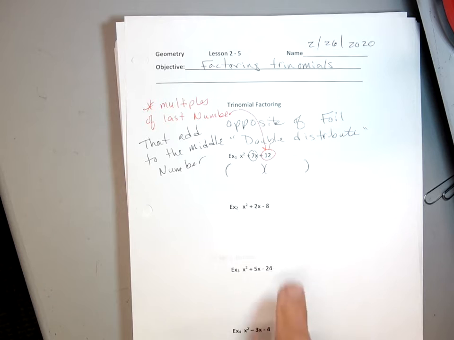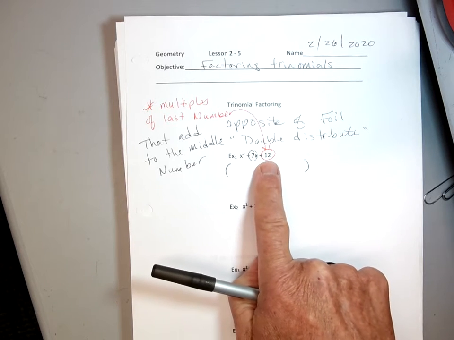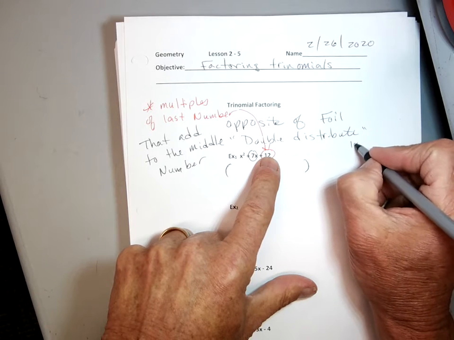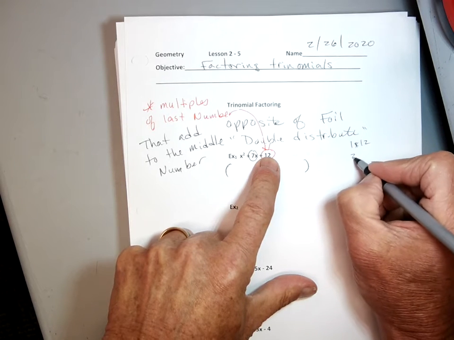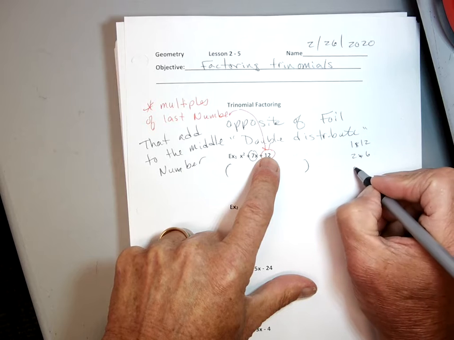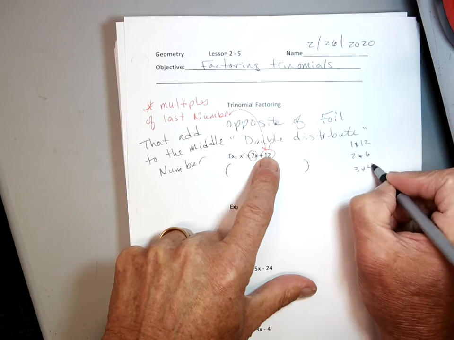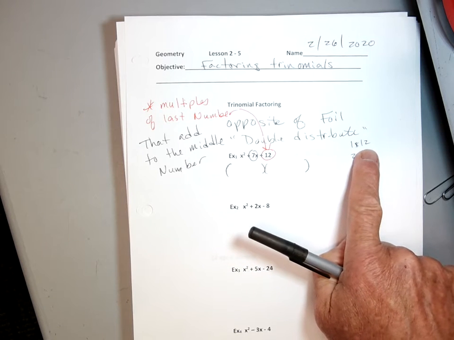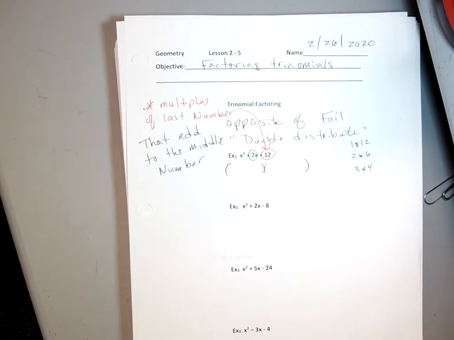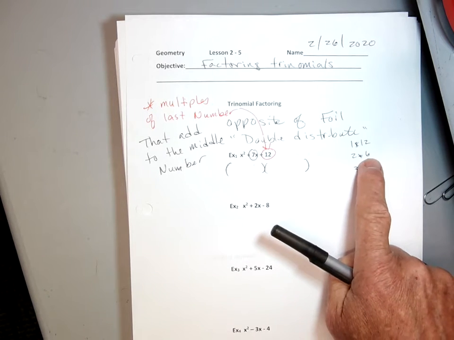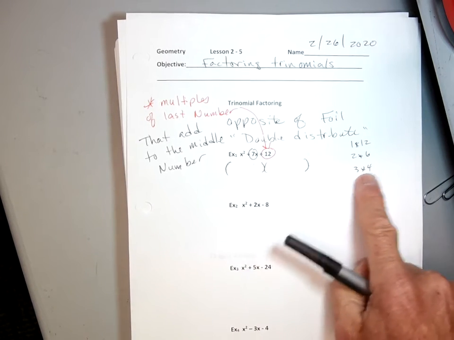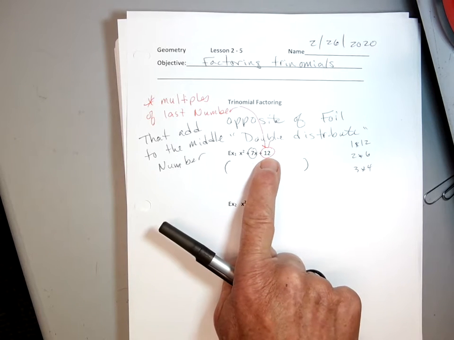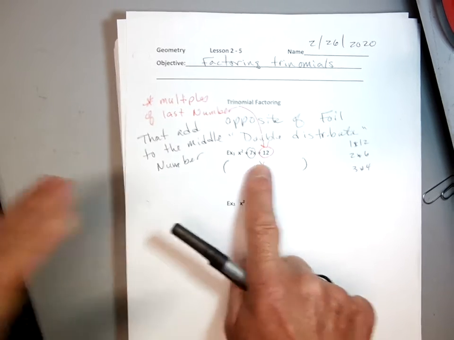Well, I think I've got it. I know that the multiples of 12 could be 1 times 12, could be 2 times 6, could be 3 times 4, or 4 times 3. If I went 1 plus 12, that's 13. That is not a 7. I know you already know the answer. 2 plus 6 is 8. That's not a 7. But 3 plus 4 is 7. So we want the multiples of this number that add up to the middle number. Well, that's obviously 3 and 4.